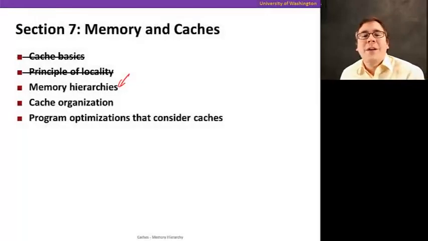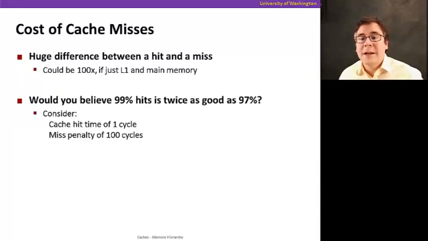Okay, now that we know how the basis of caches work and what makes them work, which is locality, let's look at how we put a bunch of caches together to form what we call a hierarchy. But before we get there, let's stop to think a little bit about the cost of cache misses. The difference in time cost of a hit and a miss is huge. It could be 100x. That means that a hit can be 100 times faster than a miss.